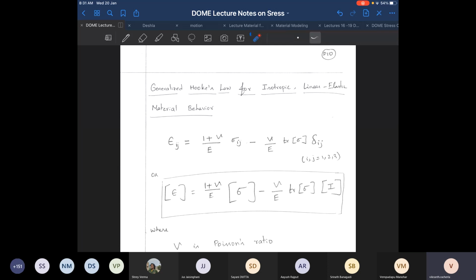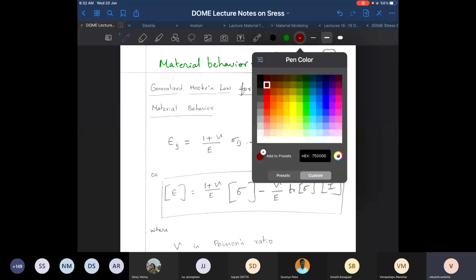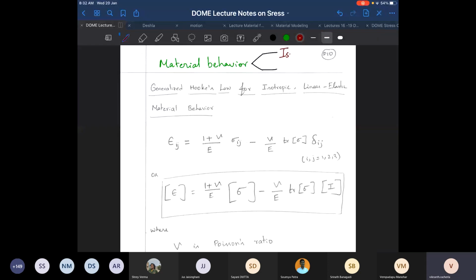You must have heard these two words, right? So whenever we are talking about material behavior, it behaves without any restriction in direction. So you can have two types, right? You can have isotropic and anisotropic. Okay, what is the meaning of isotropic and what is the meaning of anisotropic?